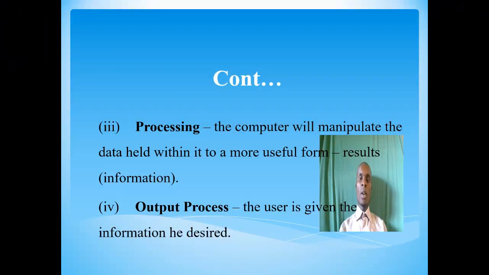Next step we have processing, that is step number 3. In the processing stage, the computer will manipulate the data held within it into a more useful form that results in information. So in the processing stage, the raw facts that are entered into the computer are processed to provide meaningful information. Then lastly, we have the output. The output is the data given by the user to the computer that has been processed and displayed.